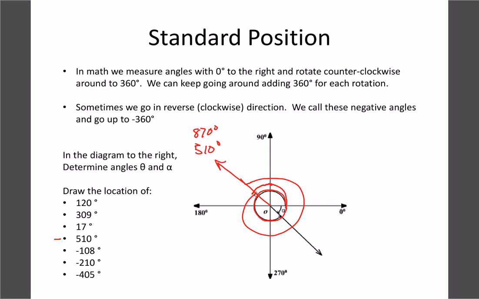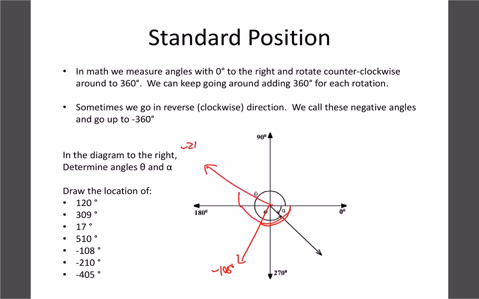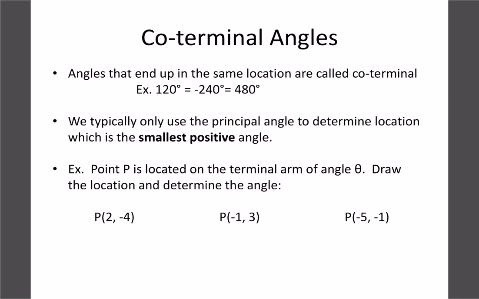Okay, so let's clear those. So the next one, negative 108. That just means we're going backwards. So negative 90 would be to there, and negative 108 would be a little bit past. And negative 210, same thing. That's negative 180. So negative 210 would be somewhere about there. And the last one, 405. So we know it's 360 all the way to here. So that means we have another 45 degrees or so past the 360 mark. And that's it. So it's pretty easy just to locate your angles. Just remember the 90, 180, 270.